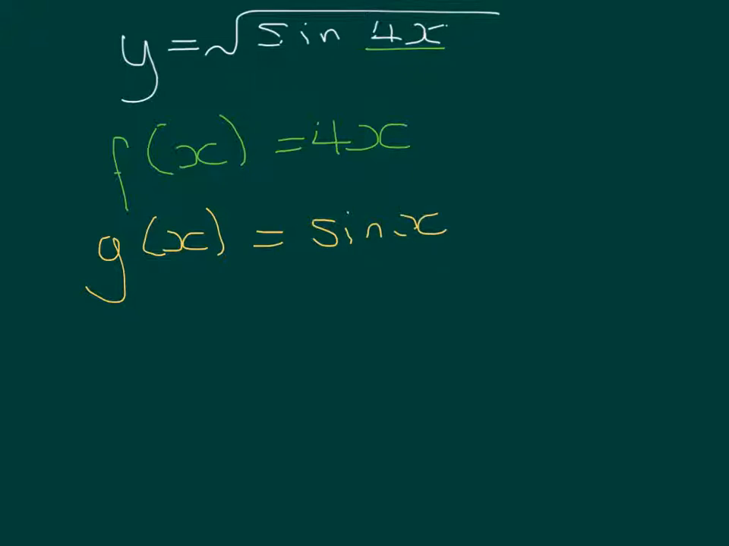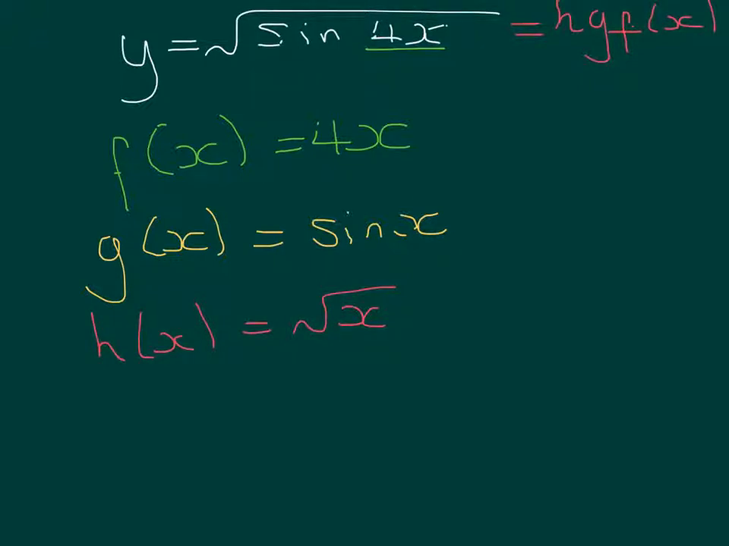And the final function says, okay, take x, I'll call this h of x, take x and square root it. So we have got this y up here is actually saying do f of x, times it by 4, then g it, and then h it. So if we want to do the chain rule for this thing, then we're going to need to differentiate f, differentiate g, and differentiate h in order to get the final differential.